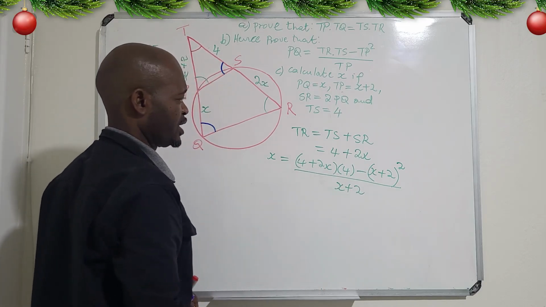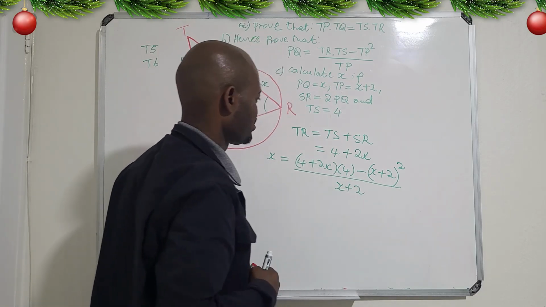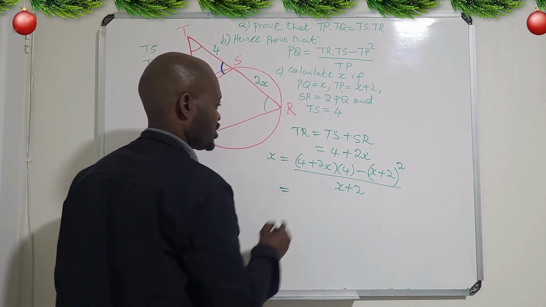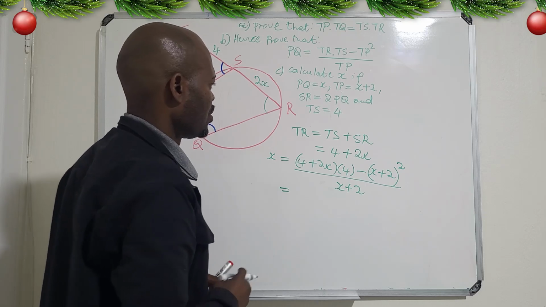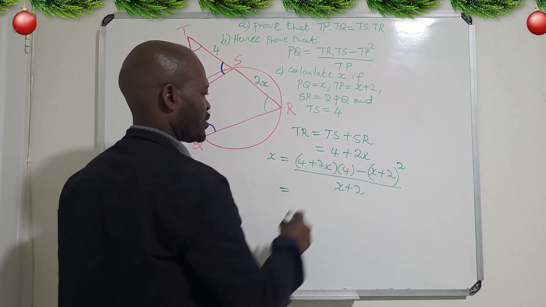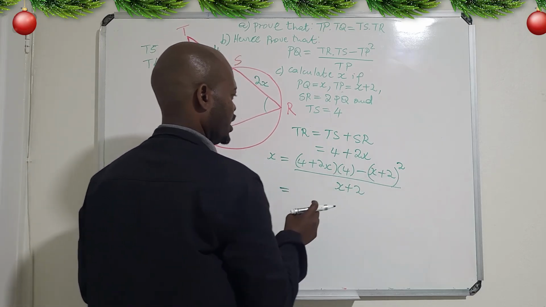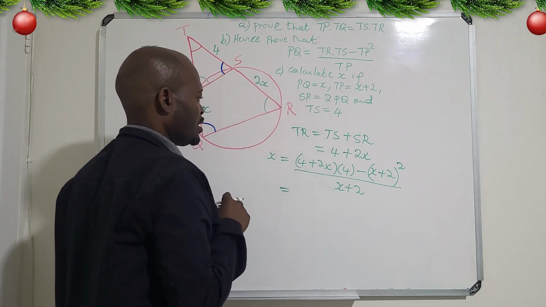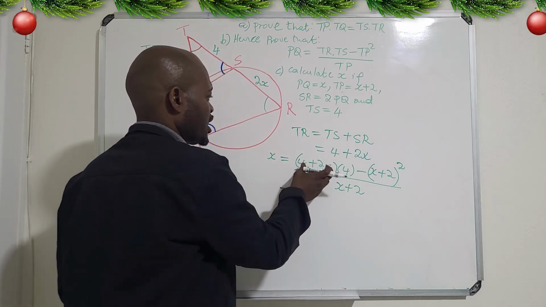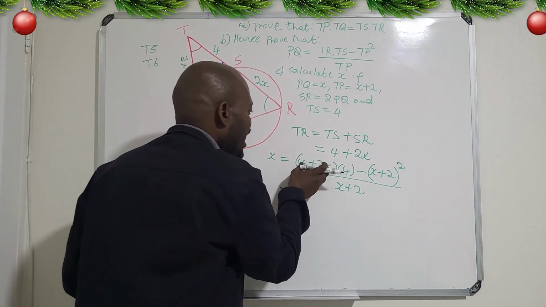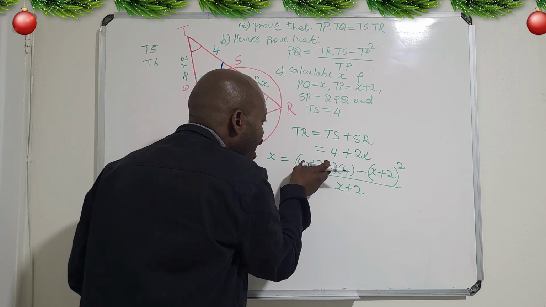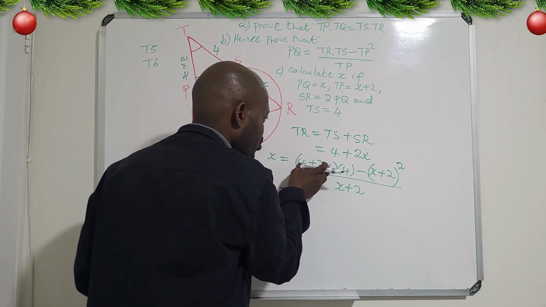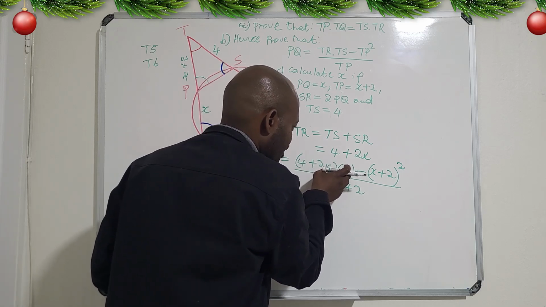I know algebra is one of the simplest parts of mathematics, but sometimes it becomes hard for students. I can see that there's X plus 2 there and X plus 2 here. I can make you see that there is X plus 2 here by taking out 2 in this bracket. If I take out 2, it's going to multiply this 4 there.